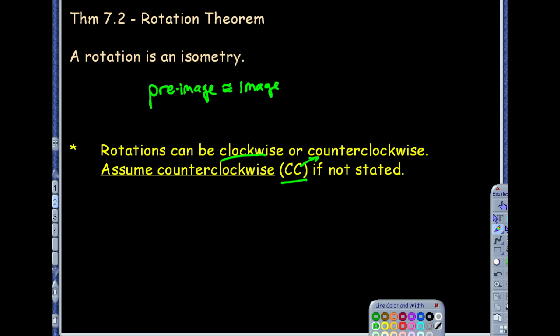So let me recap. For a rotation, you need to know what it's rotating about, the fixed point, or the center of rotation. You need to know basically the direction, and the angle, which is your degree amount.